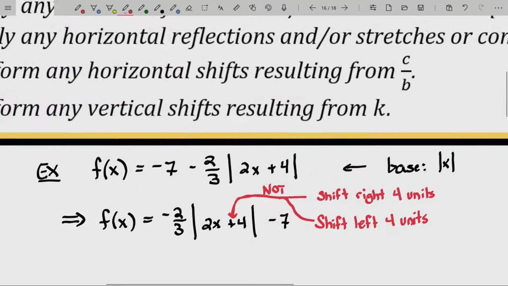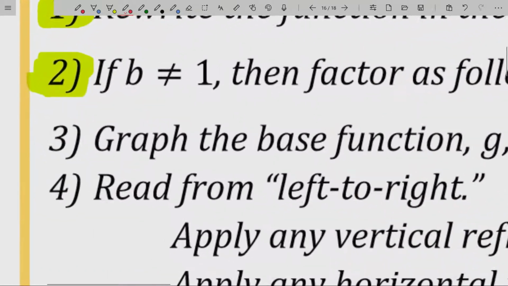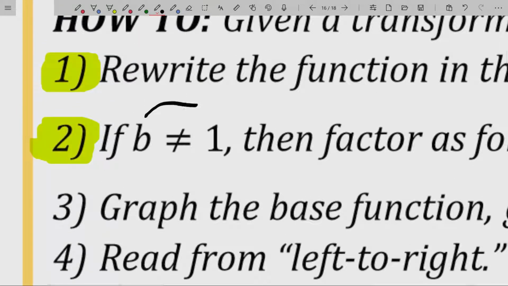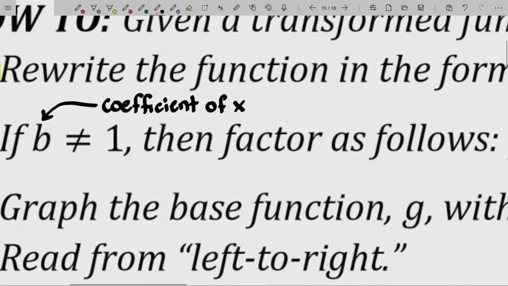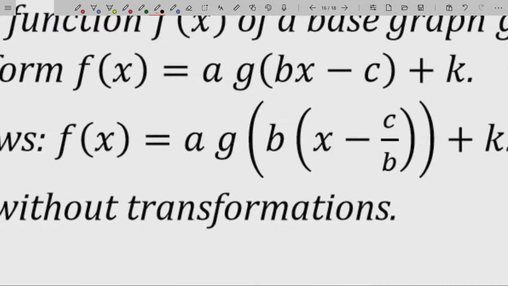And so when I scroll back up here and I go to this second piece of advice, if your coefficient of x, and I'll put this right here, I'll just say coefficient of x, if that is not 1, then you must factor that coefficient off of x. So the function g is still hanging out there. In our case, the function's called the absolute value, not g, but whatever.